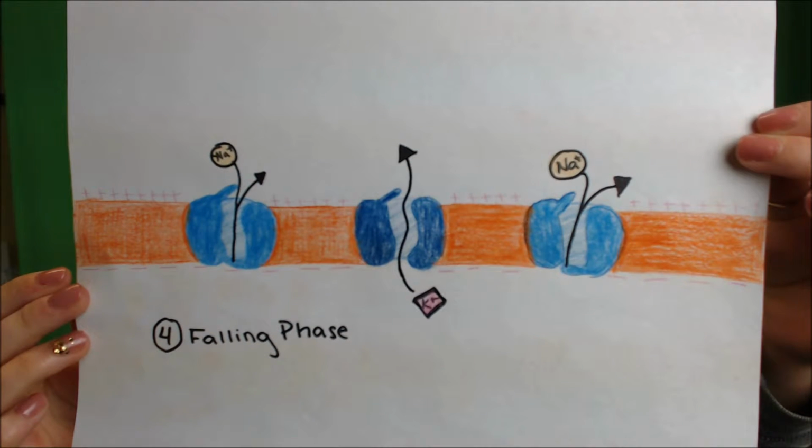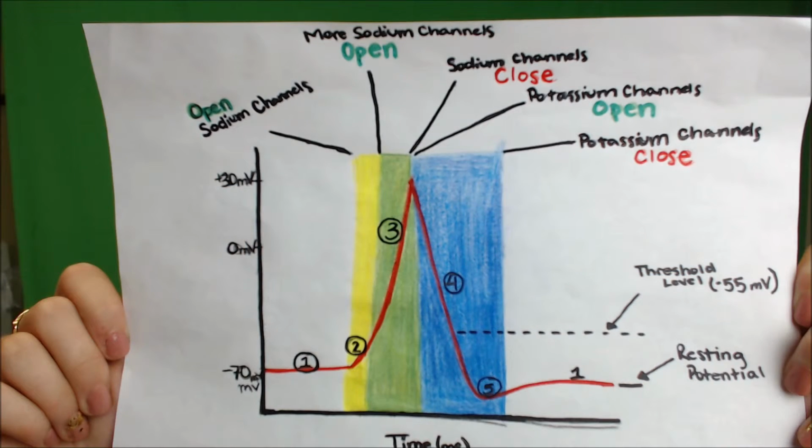The fourth phase is the falling phase. The inactivation gates on most sodium channels close, blocking sodium influx. The activation gates on most potassium channels open, permitting potassium efflux, which again makes the inside of the cell negative.